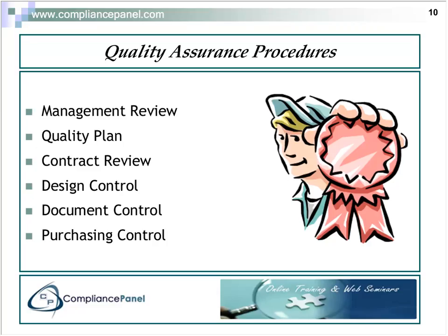Other quality assurance procedures are the quality plan. Much like the ISO regulations, ISO 13485, you need to have a quality plan. And again, these are all part of your quality assurance procedures. Your quality manual, obviously, would be the key document for them to see here. Any contract review procedures, where you're putting in supplier agreements with your customers or maybe with your distributors, they'll want to see how that process is controlled.